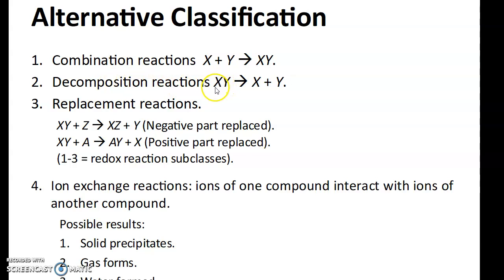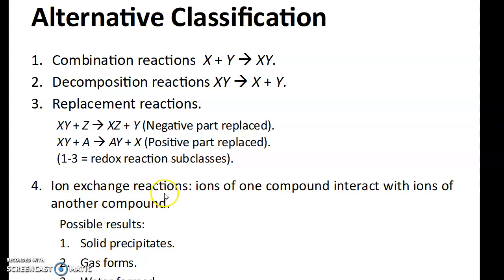Decomposition is you have 1 reactant and it breaks up into 2 separate products. Replacement, you have XY plus Z, and so Z replaces the Y, and then Y is all by itself over here on the product side. And this is where the negative ion is being replaced. XY plus A going to AY plus X, the positive part is being replaced. And these right here are types of redox reactions, and we'll talk more about those later on.